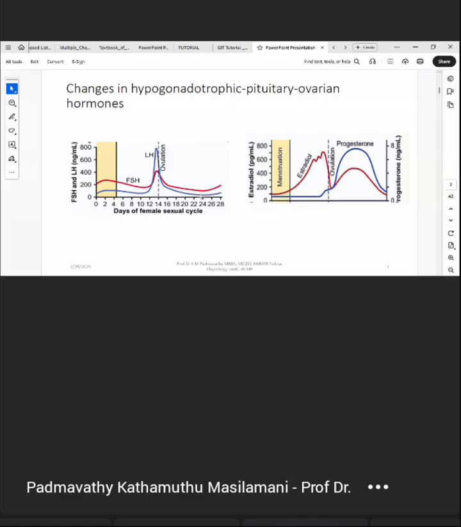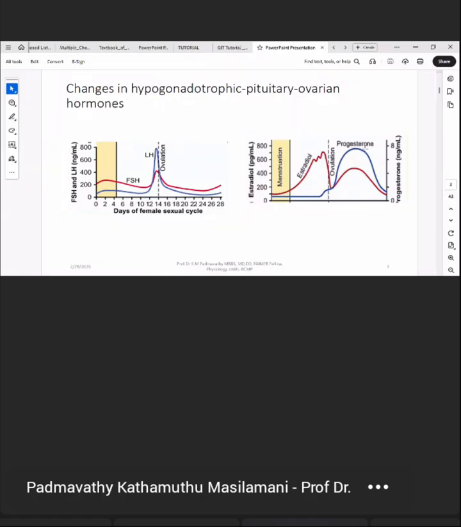So FSH and LH fall in the secretory phase, which corresponds to the endometrial phase. It is falling. And what happens to the ovarian hormones? Ovarian hormones are estrogen and progesterone. After the ovulation, that is the secretory phase, you have an increase in the ovarian hormones. The estrogen will increase, and more than that, progesterone also will increase.